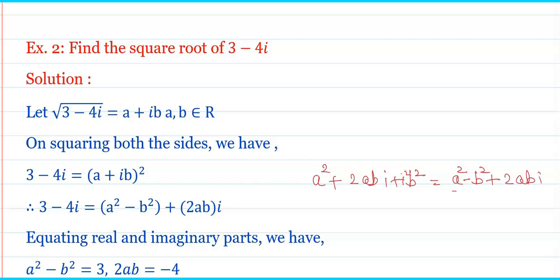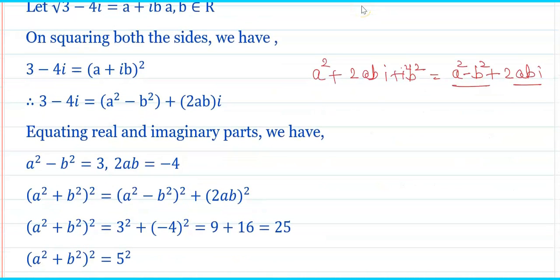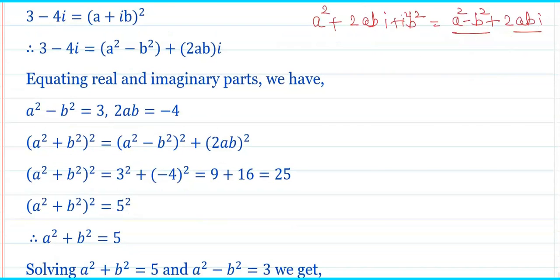Therefore the real part is a square minus b square, plus 2abi. Equating the real and imaginary parts, that is a square minus b square is equal to 3, and 2 times ab is equal to minus 4. And here we will find out the values of a and b by another method.